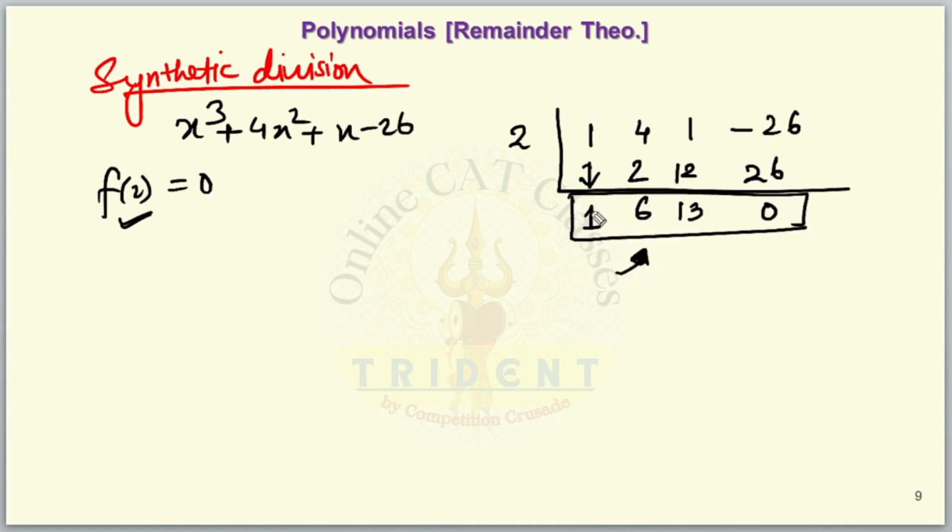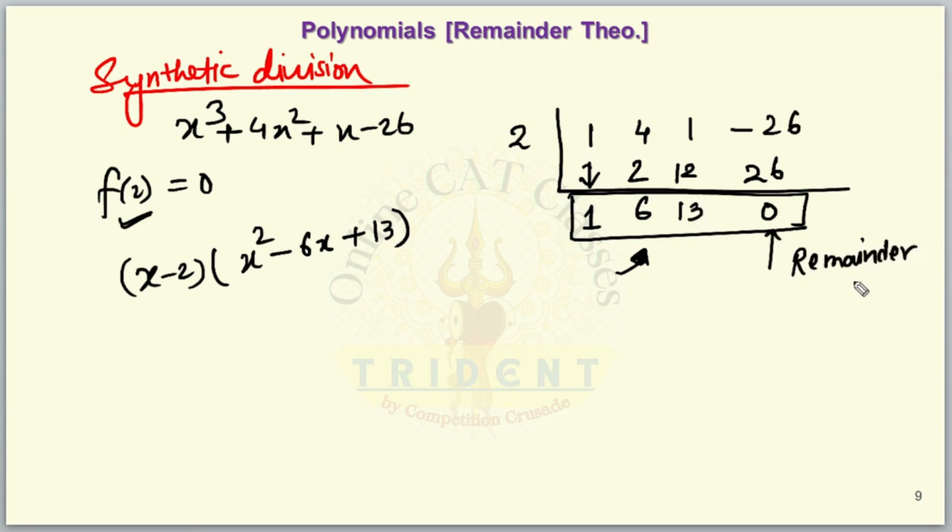Now this is your coefficients of the quotient. In other words, this is as good as x minus 2 and x squared minus 6x plus 13. This term will always represent the coefficient of x squared, this term the coefficient of x, and this term the constant term. You have to remember the last term is the remainder, and that's why we call it the remainder theorem for synthetic division. If the remainder is 0, then you know for a fact that this expression is a factor of the cubic that was given to us.